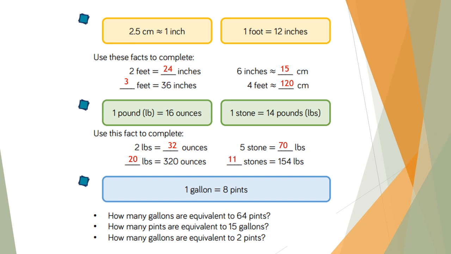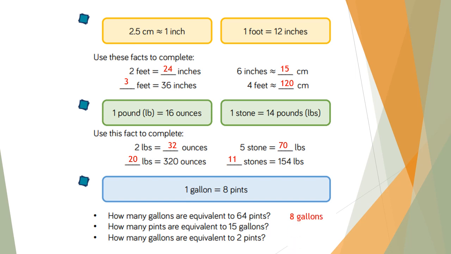11 stone is equal to 154 pounds. And the way to work that out is to do 154 pounds divided by 14. Now, you should know that 140 divided by 14 is 10. 154 is just 14 more than that. So 154 divided by 14 is 11. You might have used the written method there to help you as well.